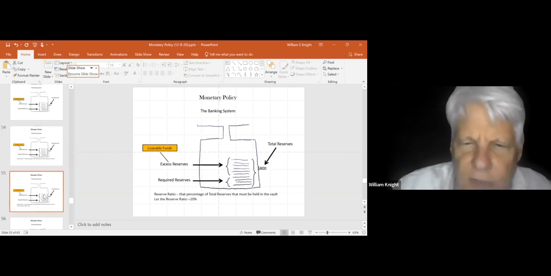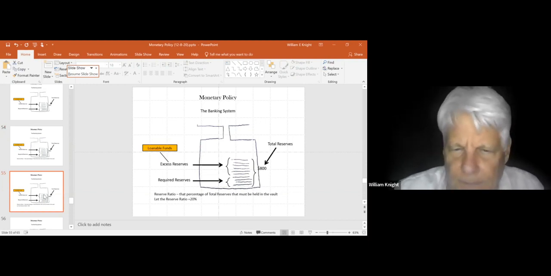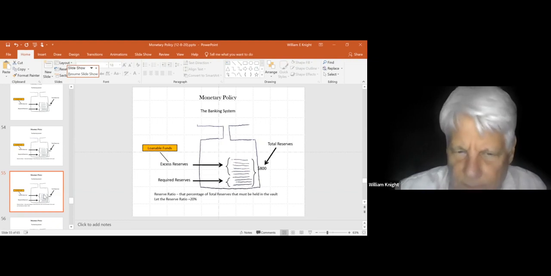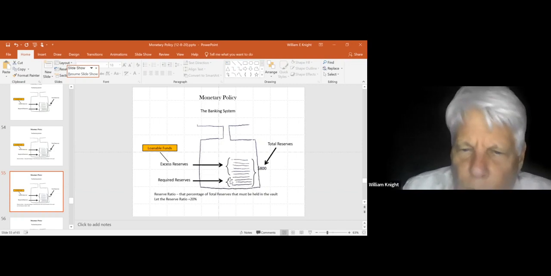Now, let's suppose that the percentage of total reserves, as determined by the government, that the bank must keep in the vault at all times is 20%. The reserve ratio is 20%. Therefore, the required reserves are 20% of the total reserves. 20% of 800 is 160.